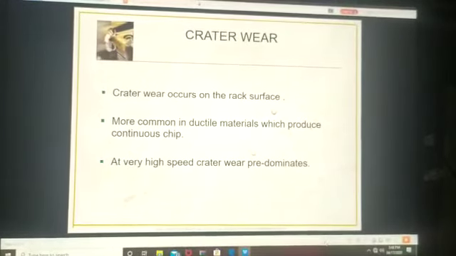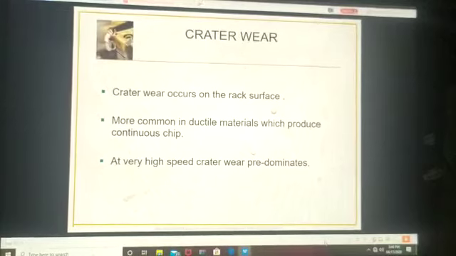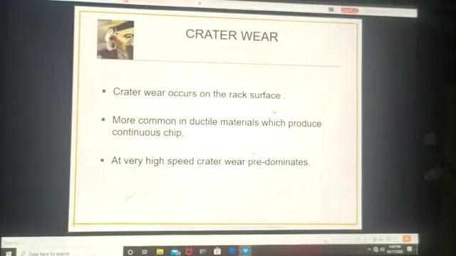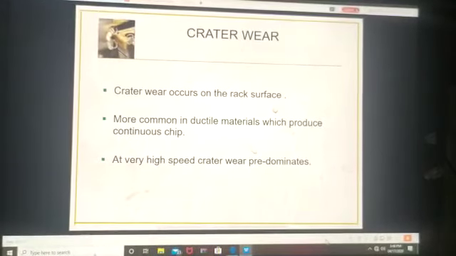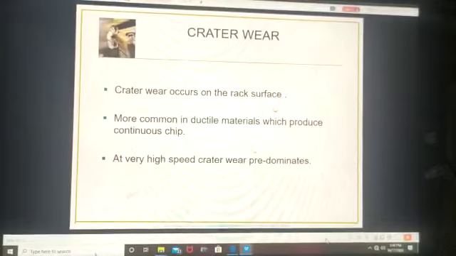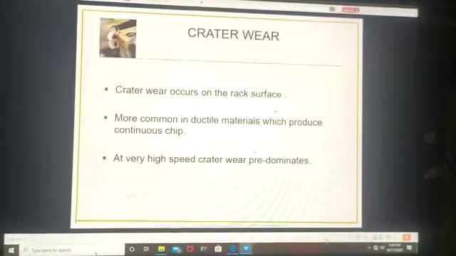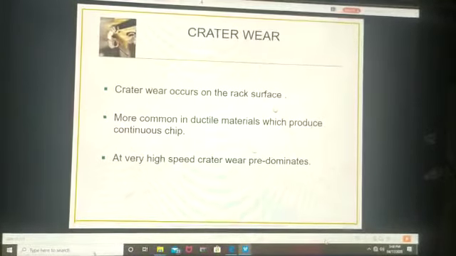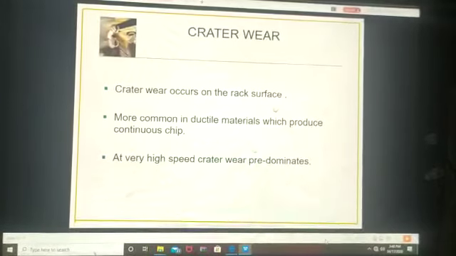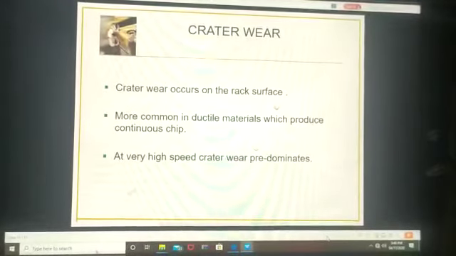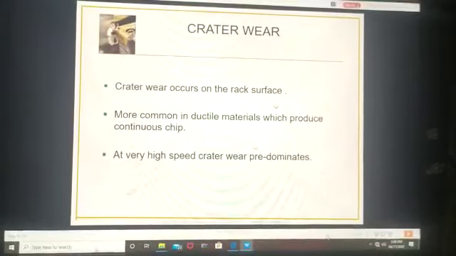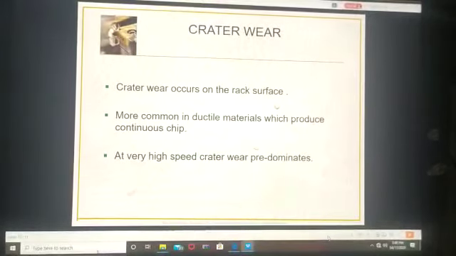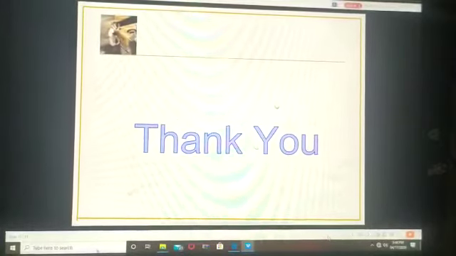As we know, there are two surfaces: flank wear is seen on the flank surface, and crater wear is observed on the rake surface. It is mostly observed in ductile materials where continuous chips are formed. So crater wear is mostly observed in ductile materials, and at very high speed crater wear predominates. Thank you.